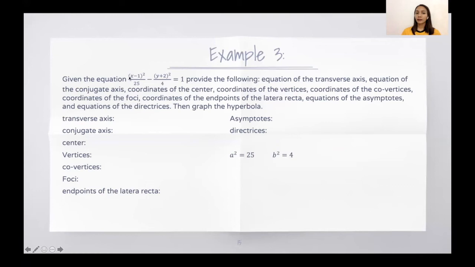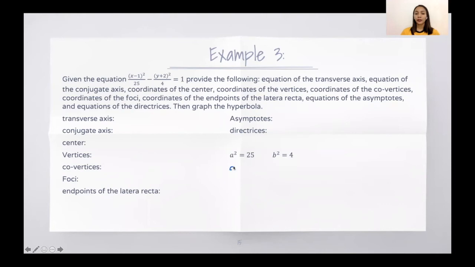Since yung nasa unahan na variable is x. Okay? Always po yan, kapag ang nasa unahang variable is x, horizontal siya. Kapag ang nasa unahang variable is y, vertical siya. Okay? So we all know that a squared is equal to 25 and b squared is equal to 4. So let us first find the value of a squared, b squared, and c squared.